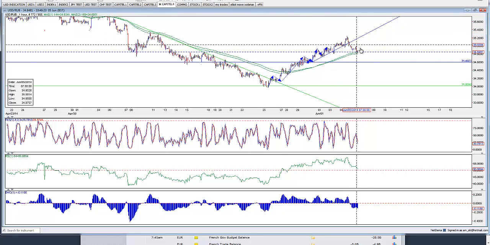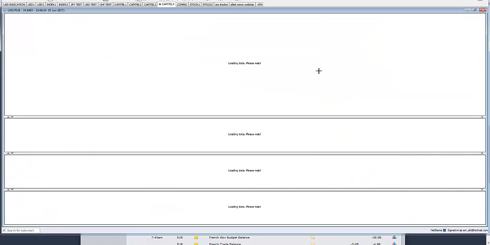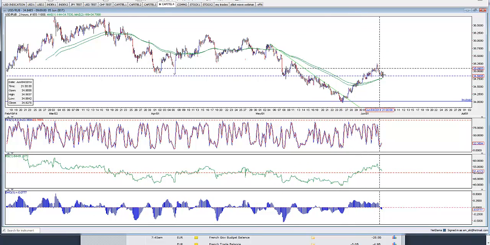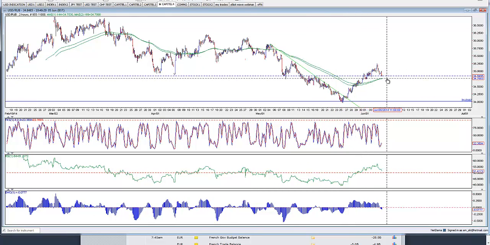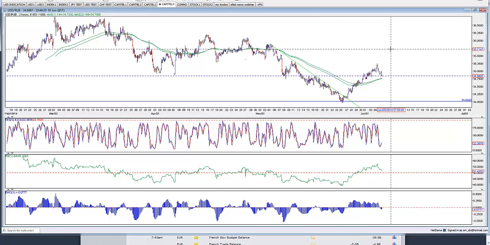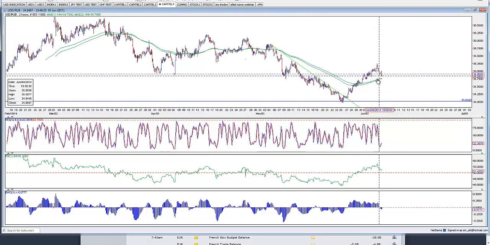And right now we can see a pullback. Pullback that completes a corrective pattern structure. My expectation is to see it drop down until 34.7 and then a continuation of an uptrend, just as we're expecting to see in front of the South African rand and the Turkish currency.